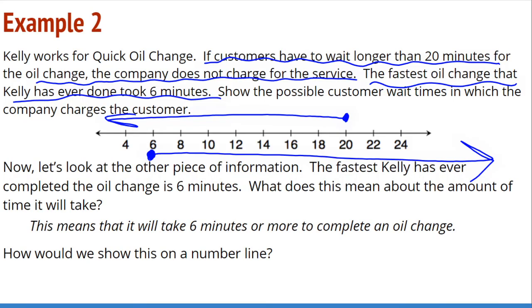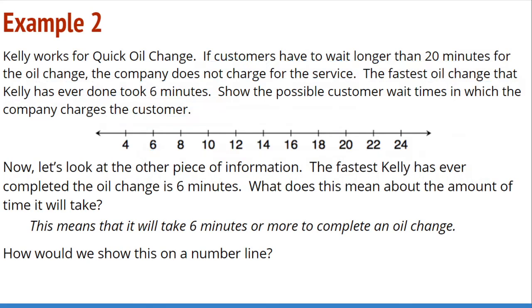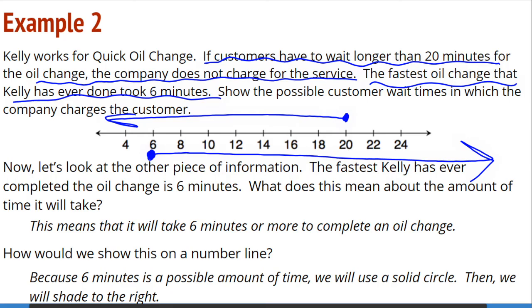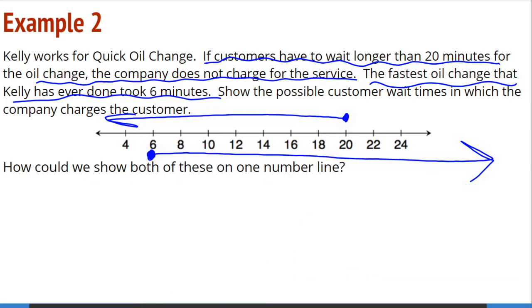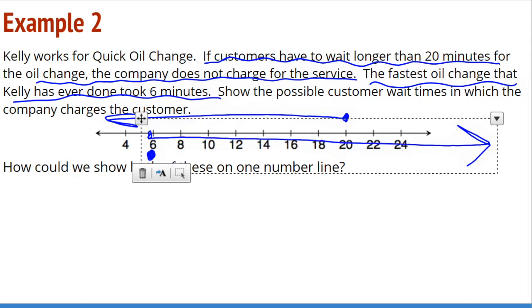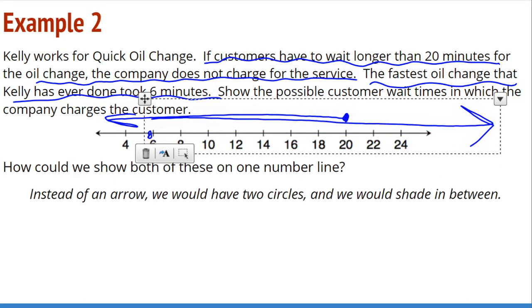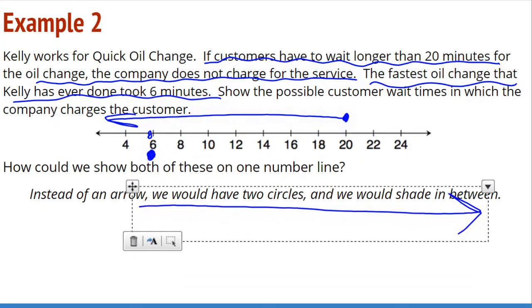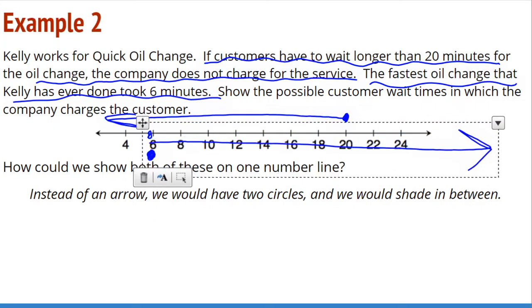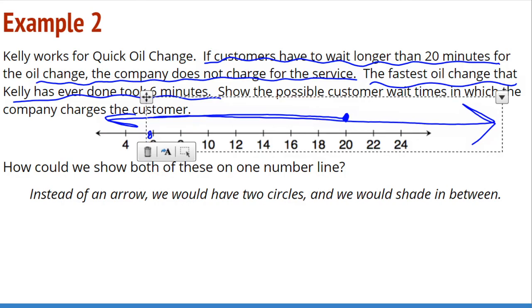And I would show that on the number line by filling in the circle and shading to the right. So showing these together, I have to combine these two graphs. I'm going to drag them together and combine them. Of course, it's just not playing nice, but that's okay. There we go. There's 6.